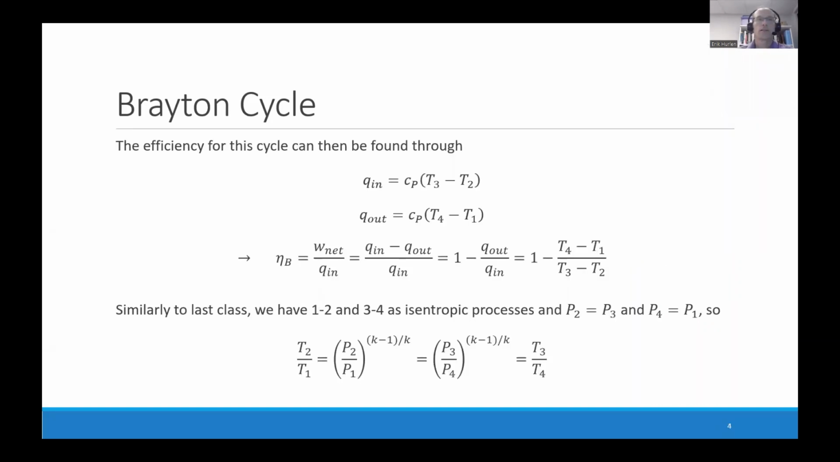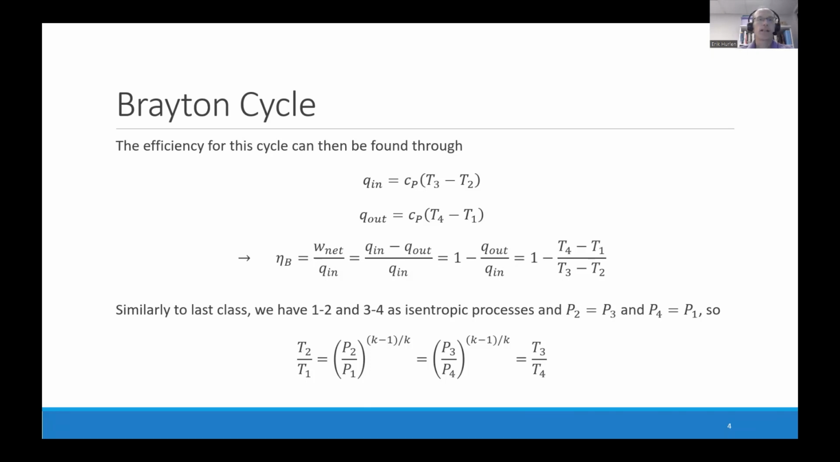To begin the analysis of the efficiency of the Brayton cycle, we can start with the usual definition for efficiency. η_B equals 1 minus Q out over Q in. In this case, Q in is equal to Cp times (T3 minus T2), and Q out equals Cp times (T4 minus T1) due to these constant pressure processes. So η_B equals (T4 minus T1) over (T3 minus T2).